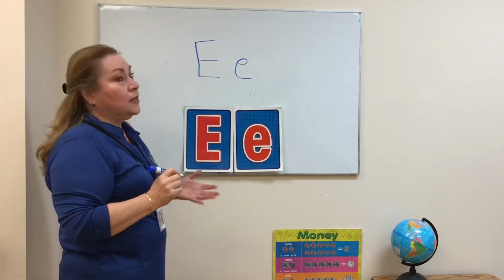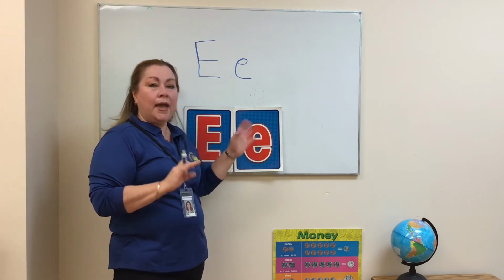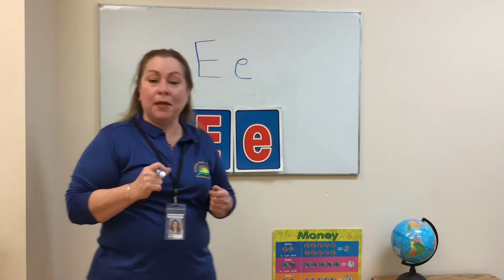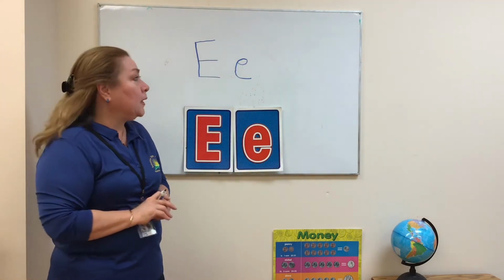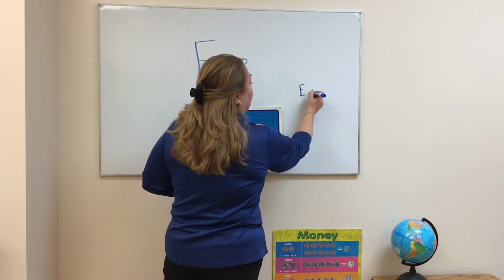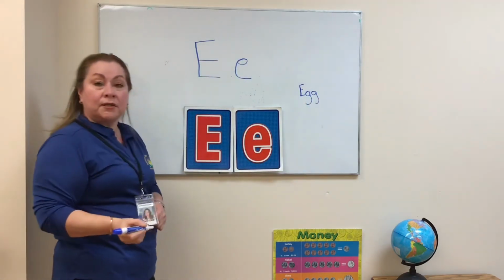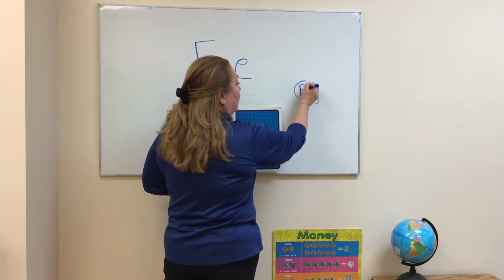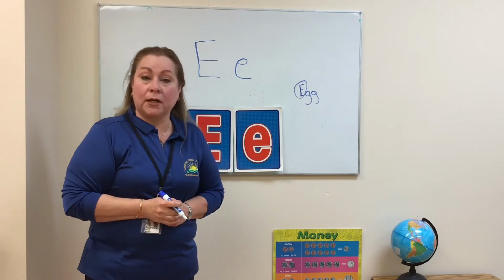Great, easy? Yes. So one more thing. The sound of the letter E, what did I say? E. Right? So let's think about words that begin with our letter E. Let's see, egg. Egg begins with the letter E. What begin means is the first letter of the word. Right here we can see the letter E.